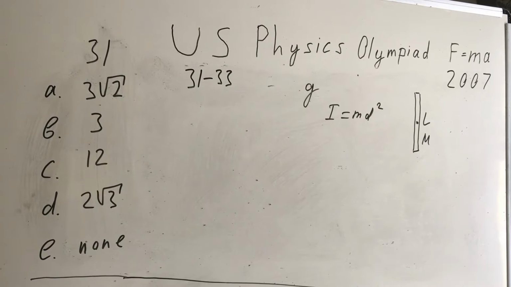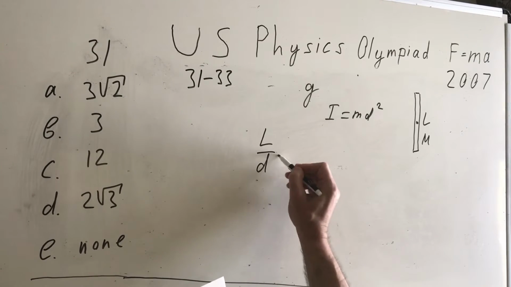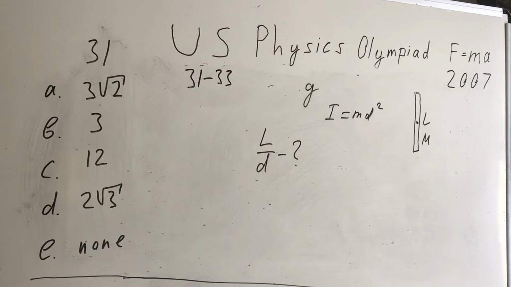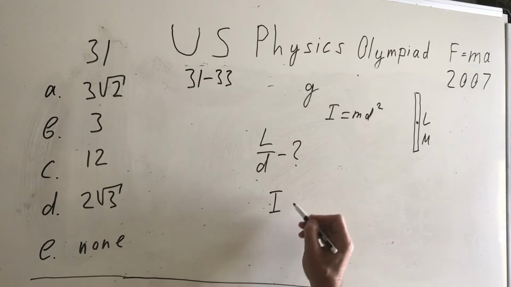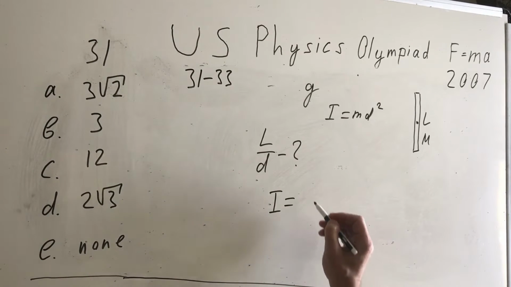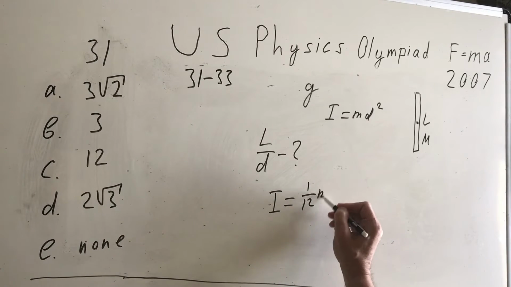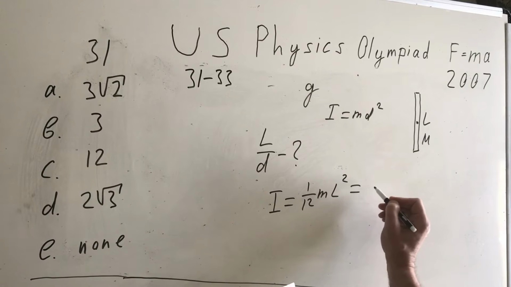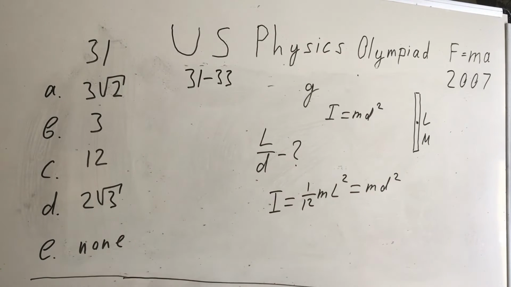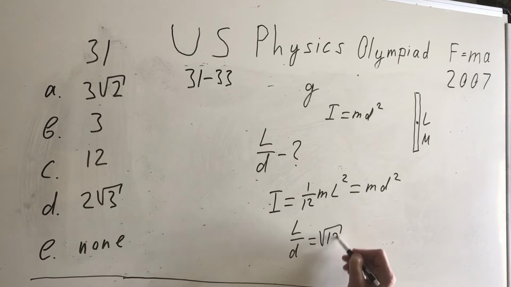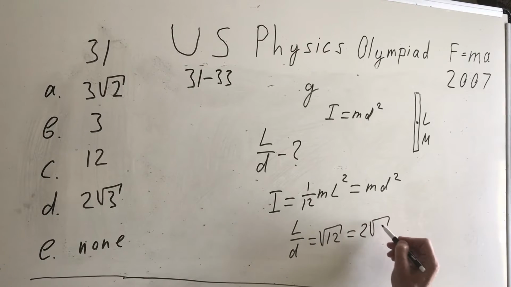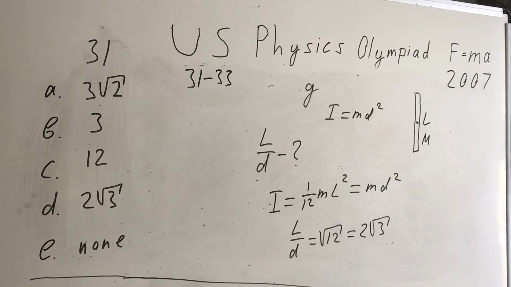So first, problem number 31. Find the ratio L over D. We can solve this problem if we know that the moment of inertia equals 1 over 12 m L square, which is equal to m d square. From here we see that L over D equals root of 12, which is 2 root 3, and the correct answer is D.